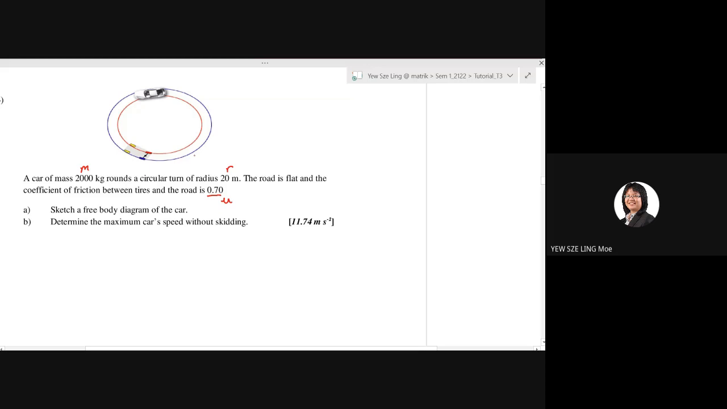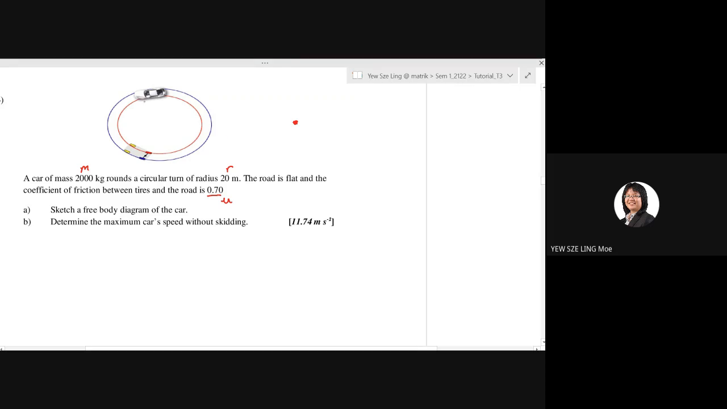Question A: sketch a free body diagram of the car. So how to sketch a free body diagram of the car? You look at the diagram given and then you try. Now you have a car, let's say this is your object. It's up to you whether you want to have the view from the front or from the back of the car, the front view or the rear view. The important thing is to remember to label the direction of AC after this.